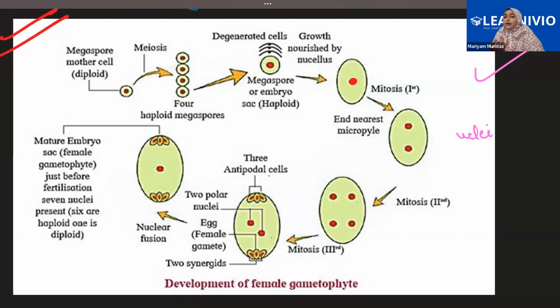So if I say how many pairs we have? 23 pairs, right? So two sets, one set of 23 and another set of 23. So what are we? Haploid or diploid? Diploid. Very good. We are diploid. Why? Because we have two sets of chromosomes.